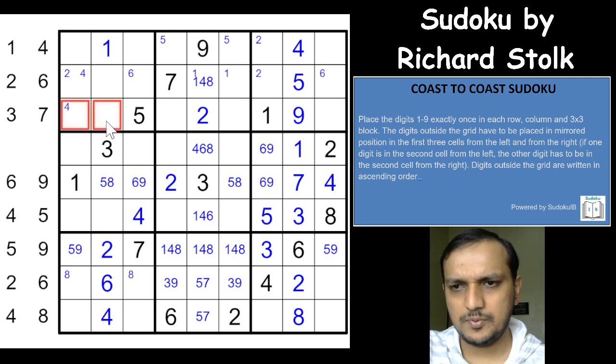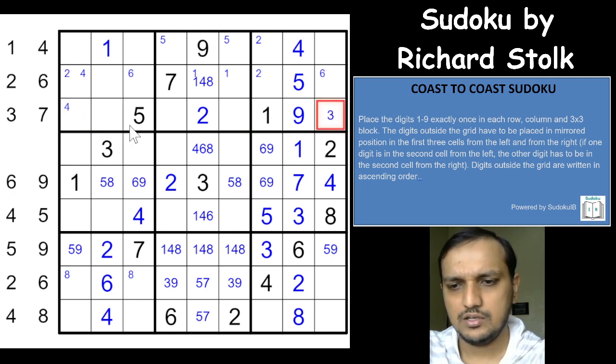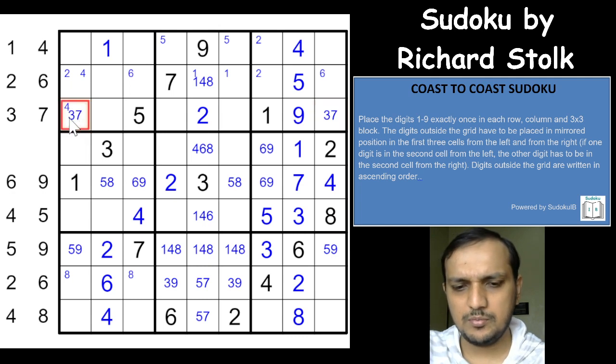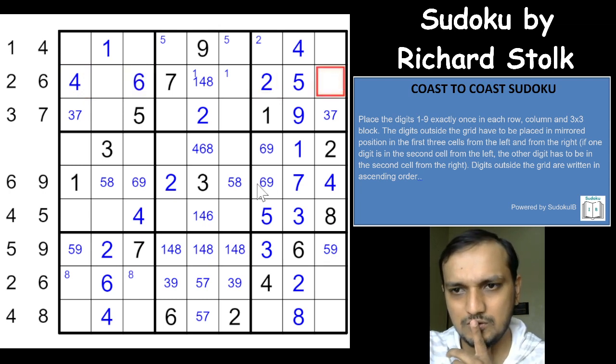Now 3, 7 is pending here. Oh, so 3, 7 would have to be here and here only, right? So that is amazing. That eliminates 4 from this cell. So this cell would have to be a 4 now. The only place for 4, that gives you 2 is eliminated from here. So the only place for 2 in that row, that gives you a 6 here. Amazing. You have got so many things here now.